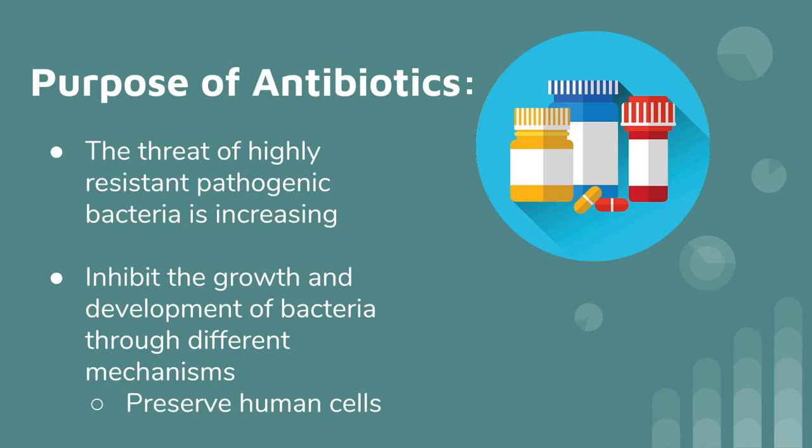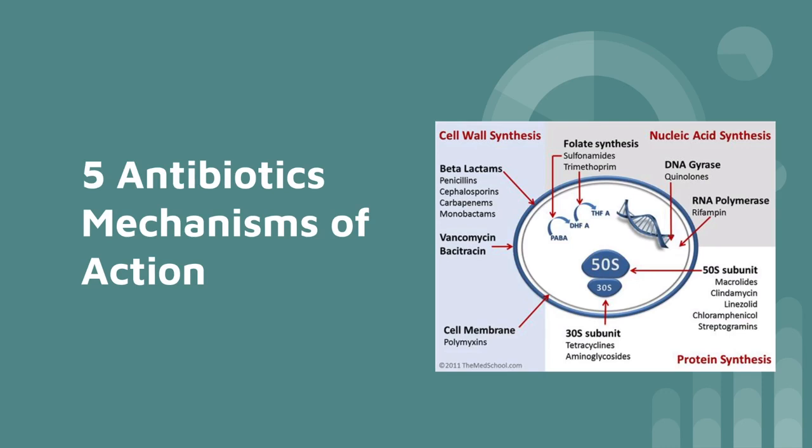So, antibiotics are needed because the threat of highly resistant pathogenic bacteria is increasing. Antibiotics inhibit the growth and development of bacteria through different mechanisms while preserving human cells. By understanding the chemical structure and molecular function of specific antibiotics in the penicillin group, we can further antibiotic research. We will go through the 5 antibiotic mechanisms of action.